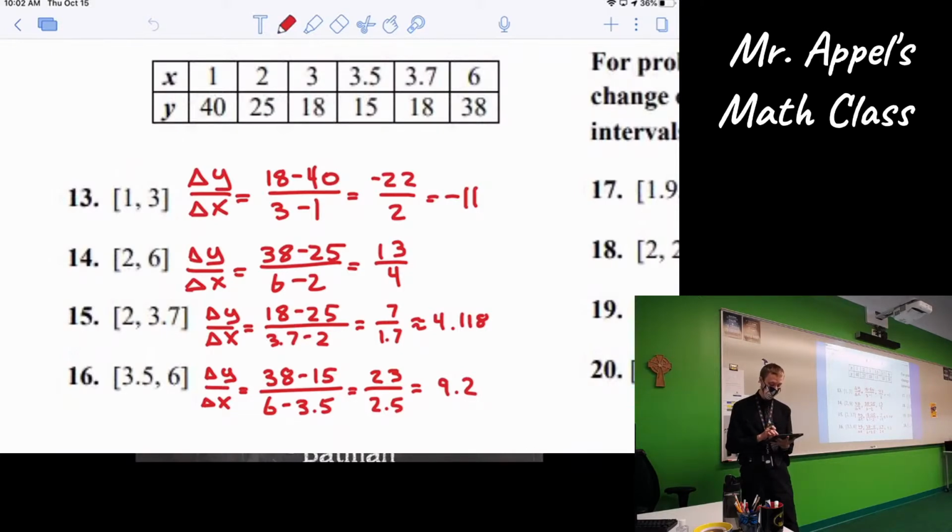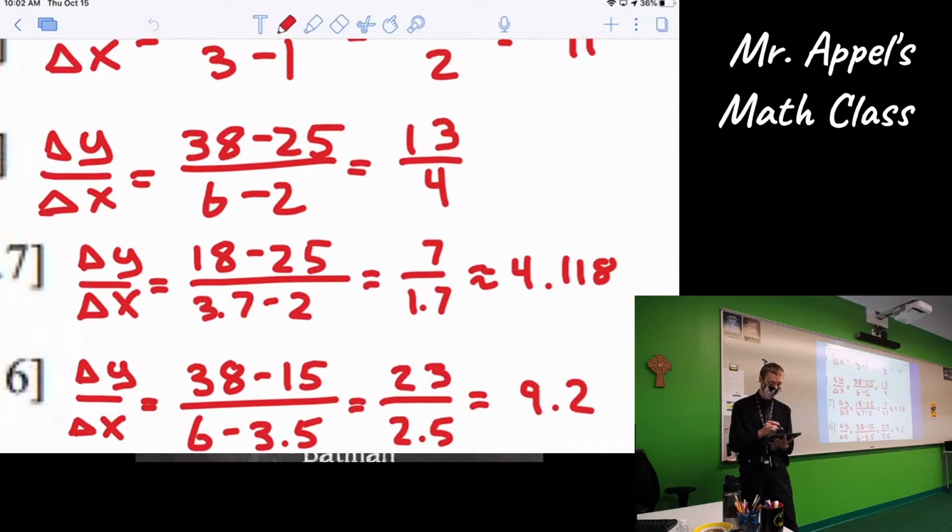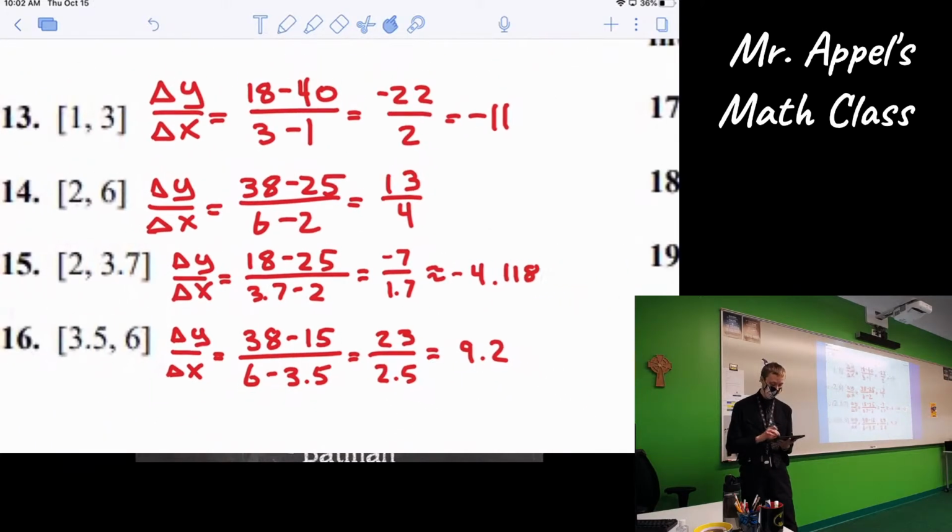You're absolutely correct. Number 15 should be negative 4.118, not the number I had. Thank you for that. Correction, number 15 should be -4.118.